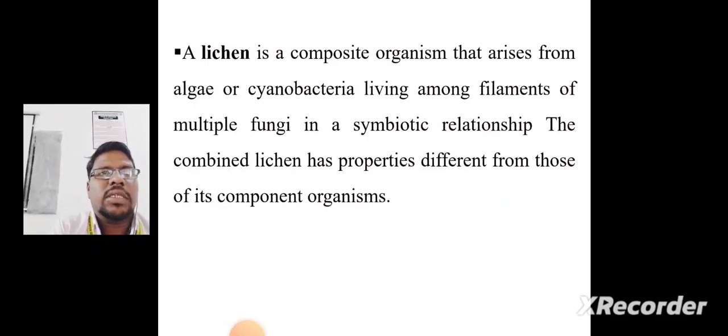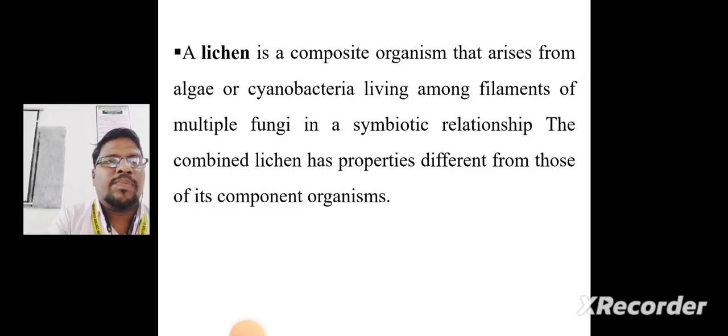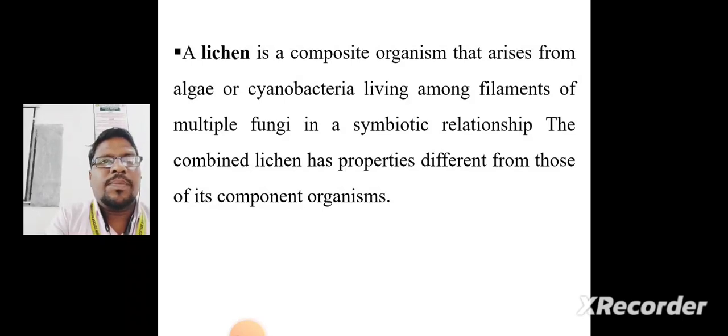A lichen is a composite organism which arises from algae or cyanobacteria living among the filaments of multiple fungi in a symbiotic relationship. The combined lichens have properties different from their individual forms. These are composite organisms.